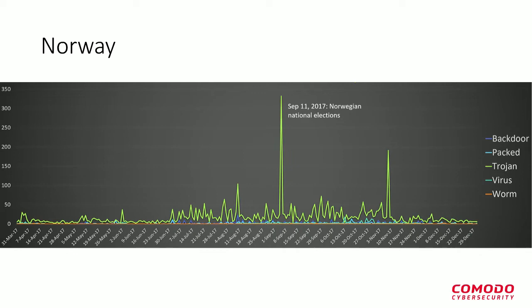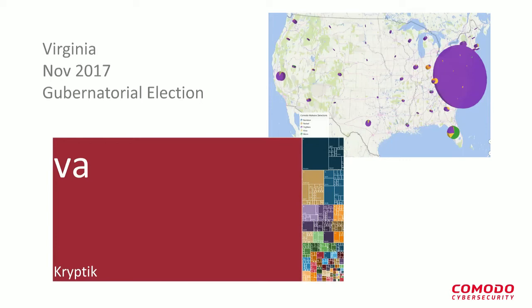A nice takeaway for this presentation based on malware detection timelines. So here's the gubernatorial election in Virginia last November. I mean, look at this. It looks like a nuclear bomb went off in Virginia. And it turns out almost all of it was cryptic Trojans.